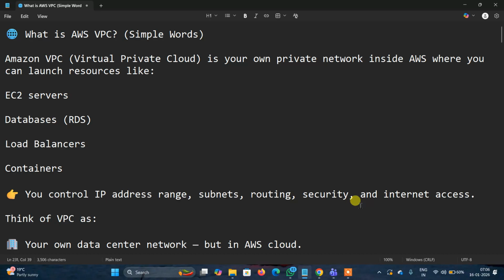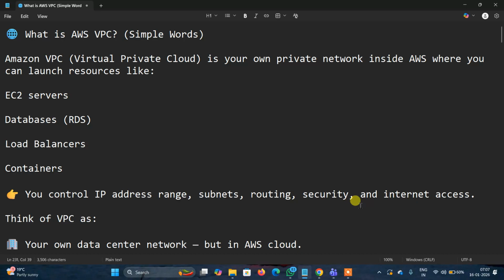Whenever you log into AWS, one default VPC is already created. Whenever you launch your resources like EC2, EBS, database, load balancer, container, they will be under the default VPC which is created by AWS. So what is VPC? VPC stands for Virtual Private Cloud. It is your own network where you can launch your resources like EC2, database, load balancer, and container.